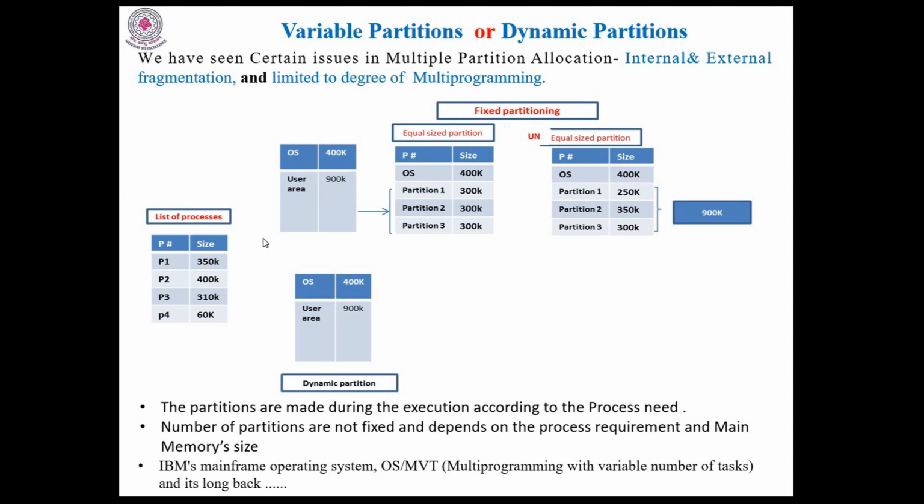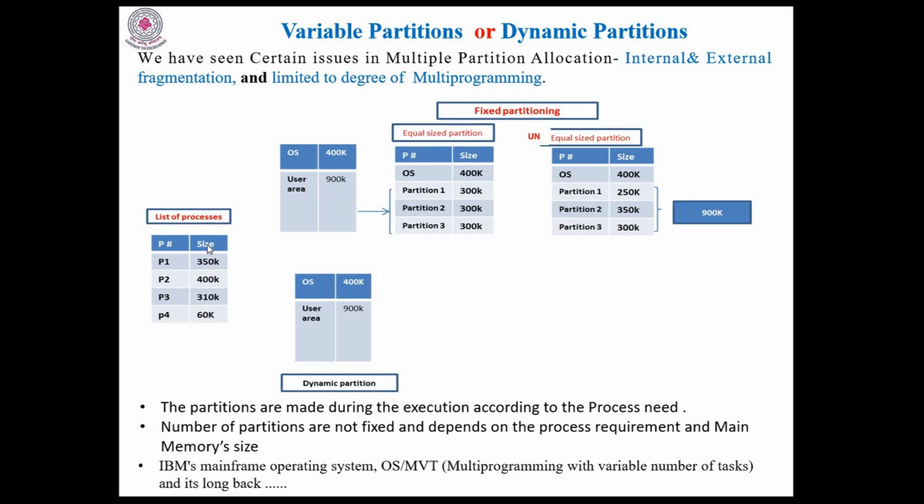This is fixed partitioning, and these are the list of processes waiting to load into the user area, means in the main memory. So this is an equal sized partition, and this is unequal sized partition. You see the user area is divided into equal sized partitions. This user area is divided into unequal sized partitions. And what are the problems with the equal sized, unequal sized partition? Those problems we discussed in fixed partitions. One is internal fragmentation, second one is external fragmentation and limited degree of multiprogramming.